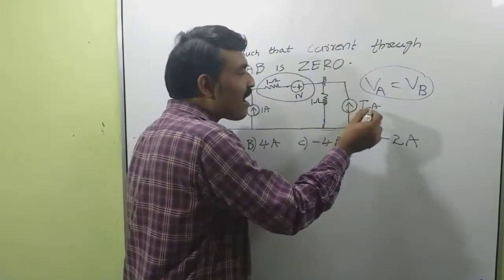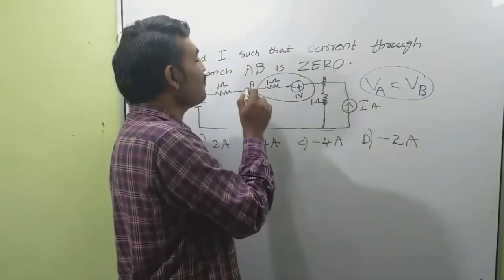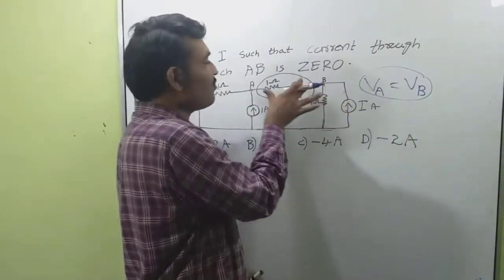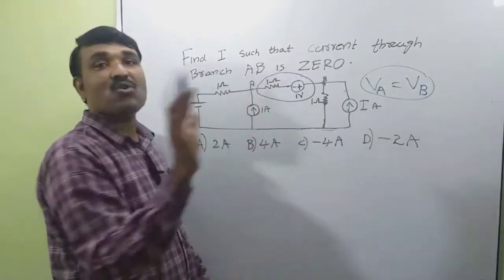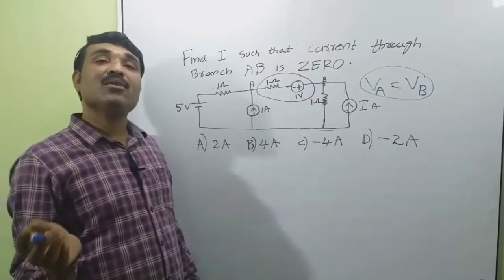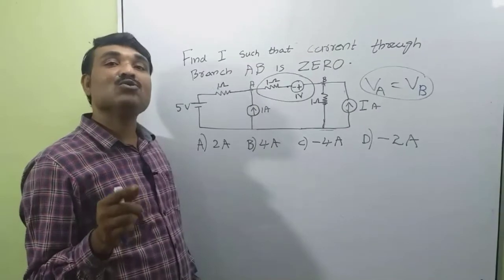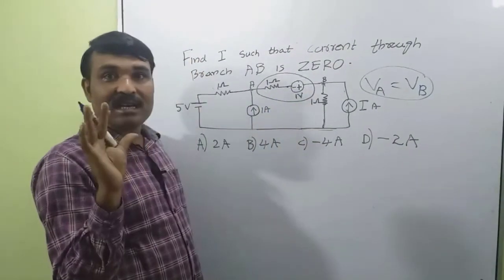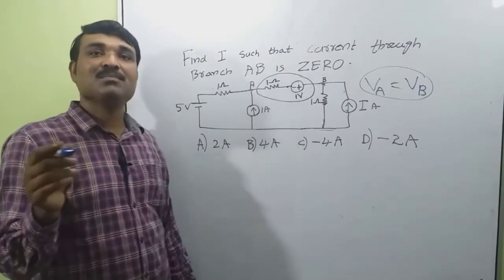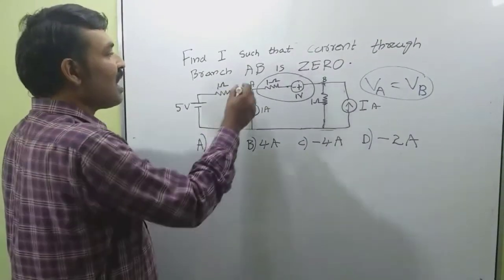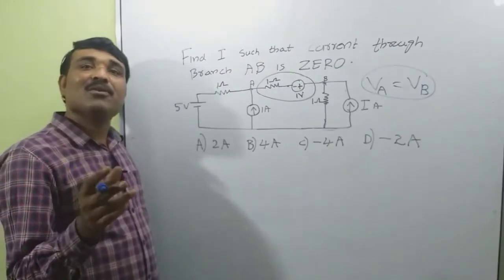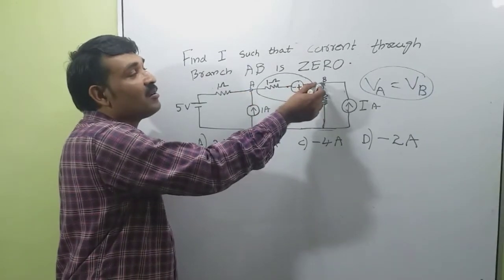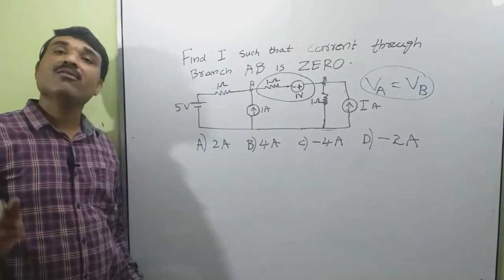So we want to find the value of I such that the potential at this point A should be equal to VB. So VA minus VB is equal to 0, and through this branch no current will flow. Another point of this question is that it contains a super node, since through this branch there is a voltage source. Okay, let's just do this problem. It's a very simple technique I am going to use here: first applying KCL at this node A and at this node B. Then we can solve and find the value of I.